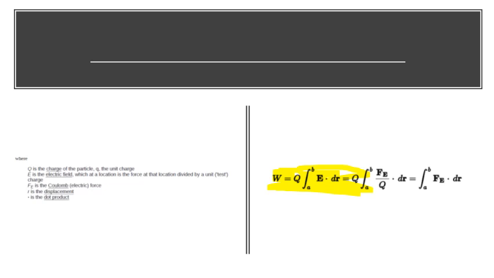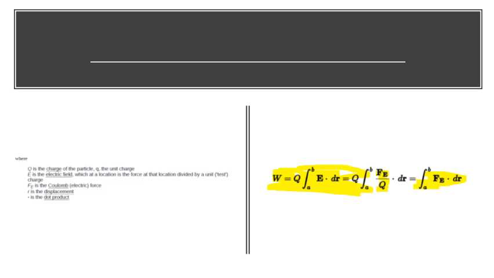Here this E can be written as Fe over Q, if F, the force, is equal to QE. Q will cancel out, and you will get F dot dr. Here we have shown a different way to write this.